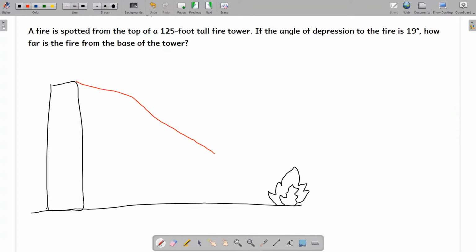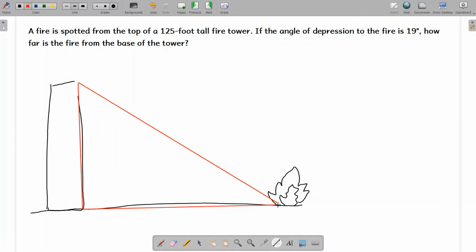So, oh, that was a horrible line. Let's try that again. Okay, it's looking down. There we go. That's better. So we are looking at this red right triangle. Now that's kind of what's modeling this situation. We know that the tower is 125 feet tall, so that would be this side over here. By the way, when I do this one little dash, this just means feet. If there were two, it would mean inches. So 125 feet tall. We know the angle of depression is 19 degrees.